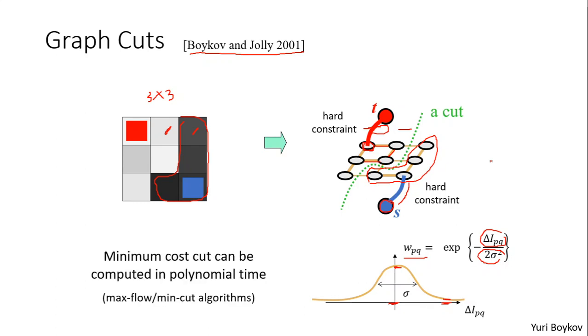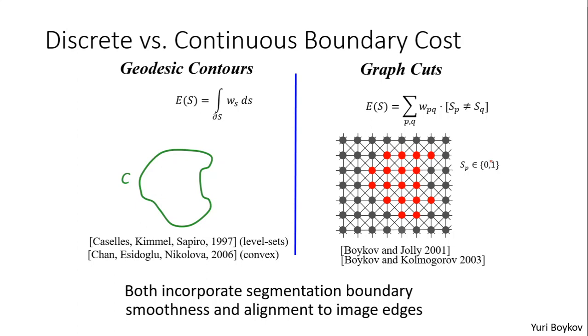Okay, minimum cost cut can be computed in polynomial time using this max-flow min-cut algorithm, and then you have the segmentation. Okay, so let's compare this with geodesic contours now. In the geodesic contours, the idea is what? It's a weighted addition of the cost. So therefore, when the path goes through the high contrast edges, the cost is low. That kind of a thing. So Chan is there, but this is not exactly the Chan-Vese algorithm. But we have studied this paper now.